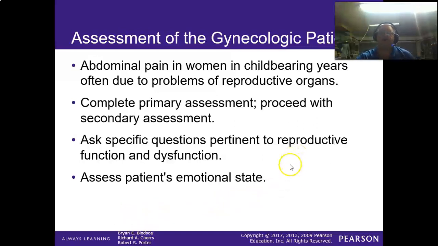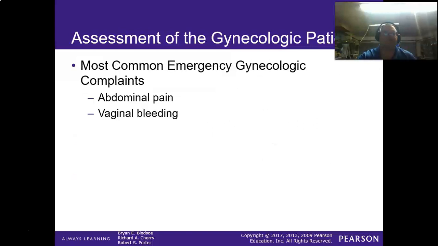By the way, you need to assess the patient's emotional state. Remember, ladies and gentlemen, this is a patient that's going to be a hormone soup. Because of that, I think discretion is absolutely 100% needed. We don't, in the middle of Walmart, ask these people, hey, have you had your period last week? No, let's not do that.